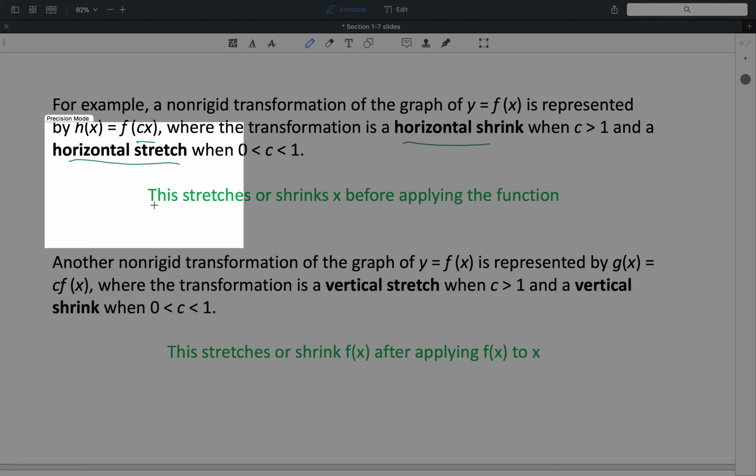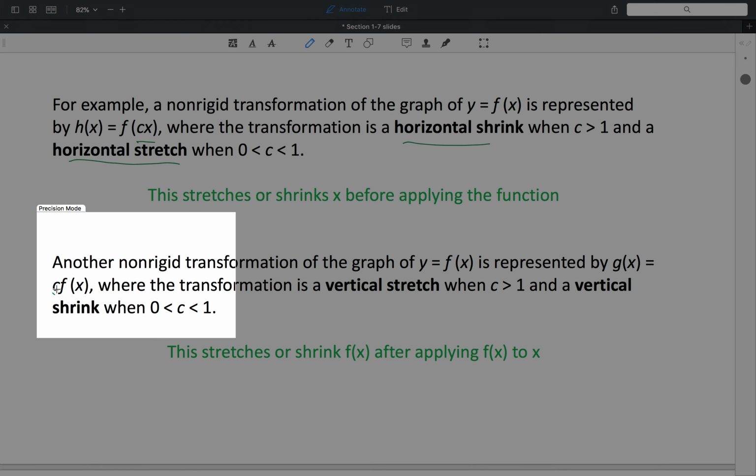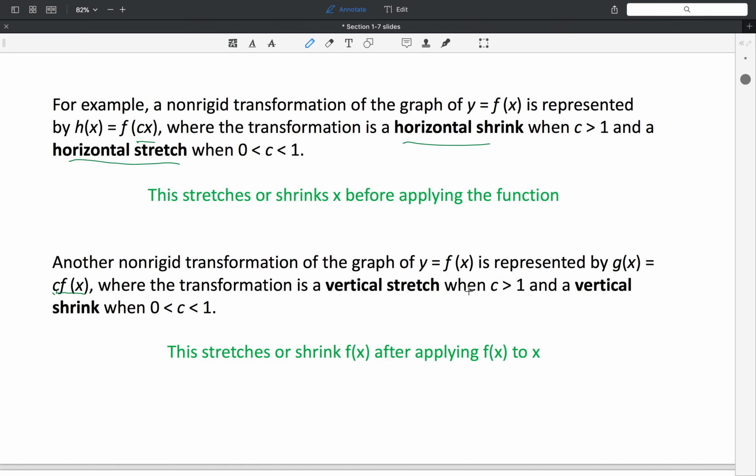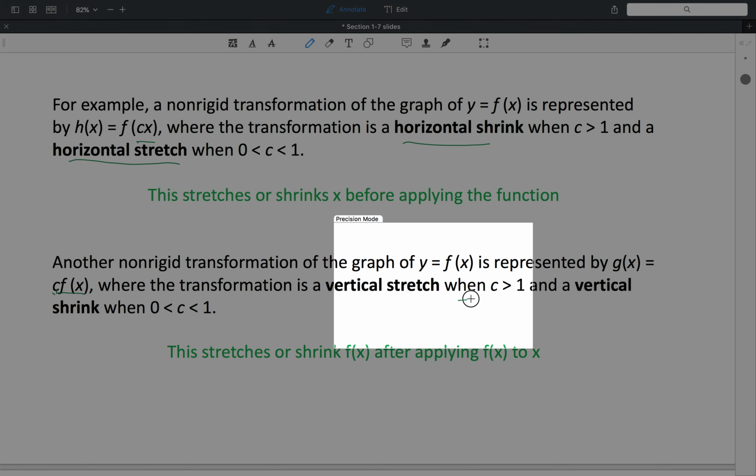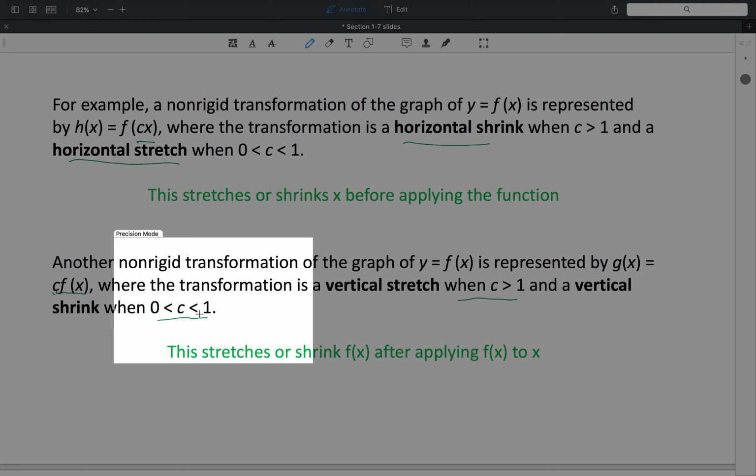And we see something similar happens when we look at the graph that's c times f of x. In other words, we're taking the function and multiplying it times c. We're going to get a vertical stretch, pulling it up, when c is greater than 1, and a vertical shrink, pulling it down, when c is between 0 and 1. So we'll see these in some examples, and we'll come back to these.